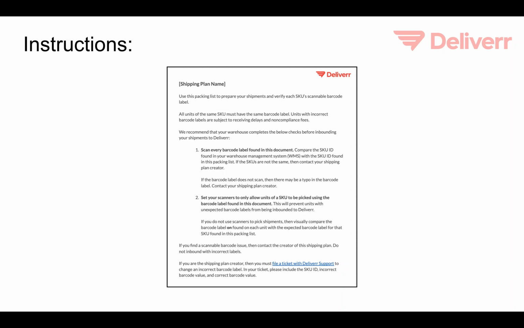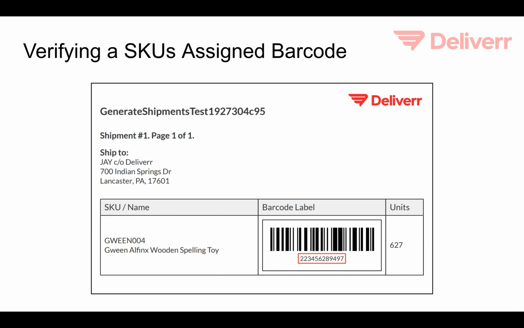It is much more efficient and cost-effective to not send in product with incorrect labels than to send in the mislabeled product. Here is an example of what the table with the product name and barcode label looks like. You can see the SKU product name, the barcode label Deliverr is expecting, and the number of units of that product that should be sent to that facility.